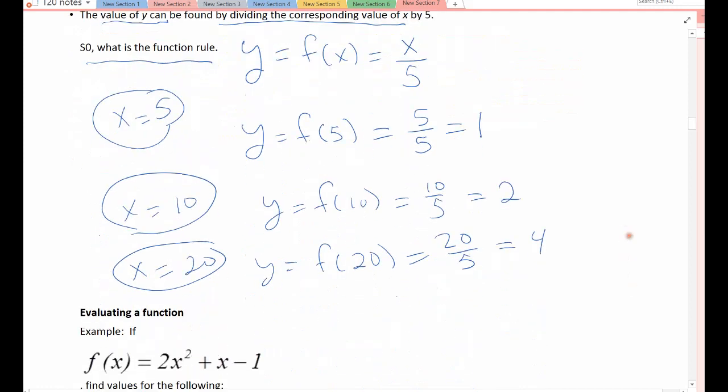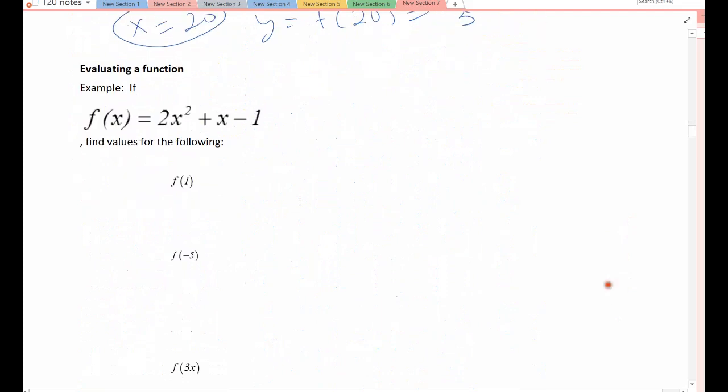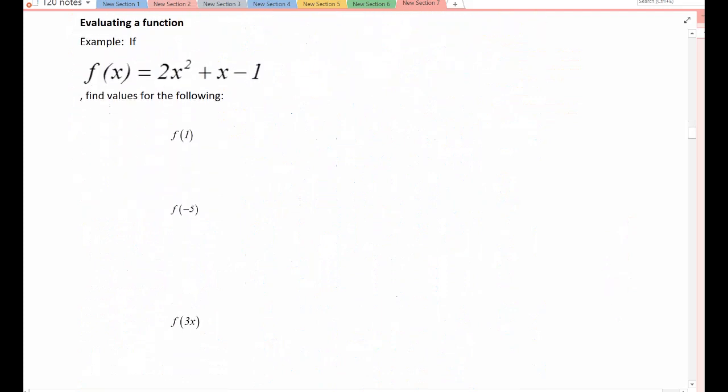Alright, so now we're just going to practice evaluating functions a little bit. Again, this really should be something you've done many, many times before. I'm just reminding you how to do it. So evaluating means solve. That's what the term evaluating means in math. So we're going to solve the following function. We have the function 2x squared plus x minus 1. Find the values of the following. The first one is f of 1. And so what we're looking for is the y value when x equals 1.